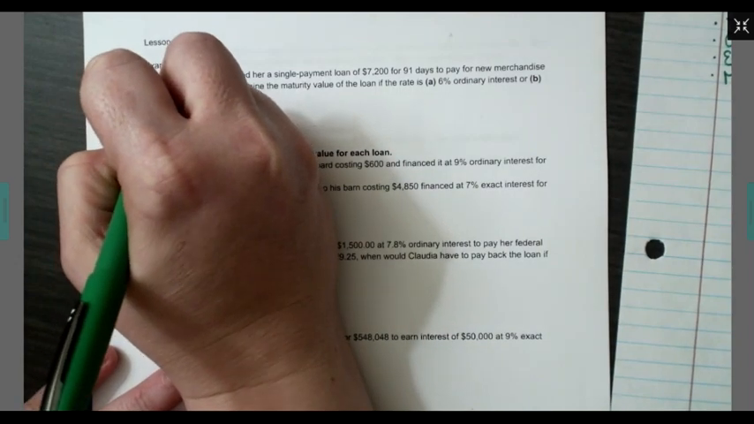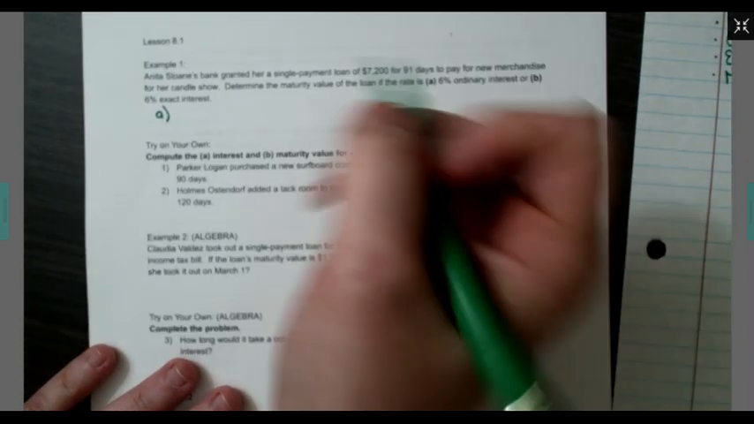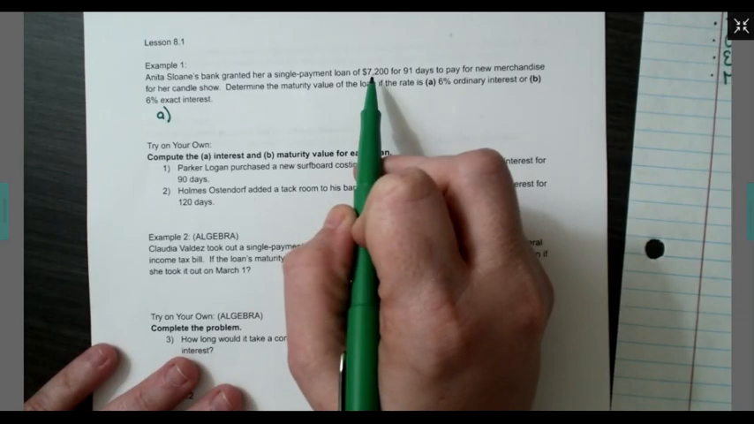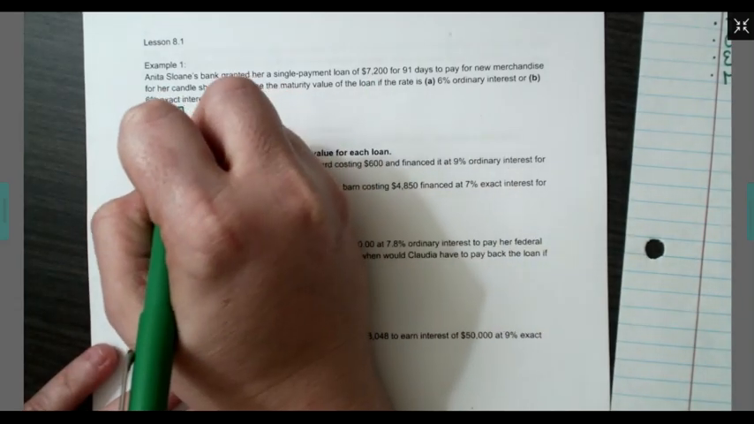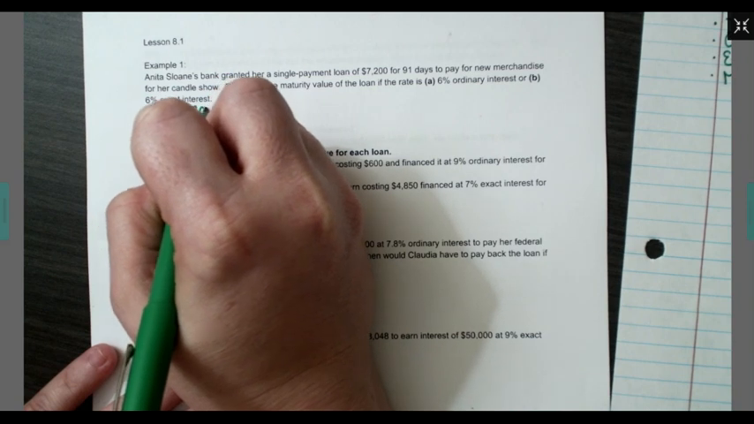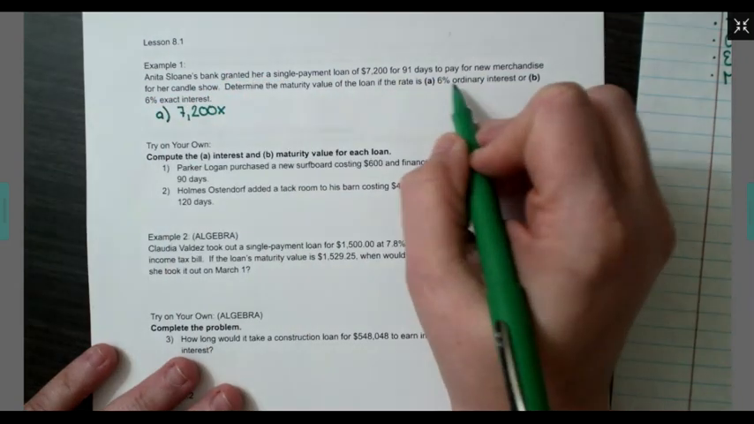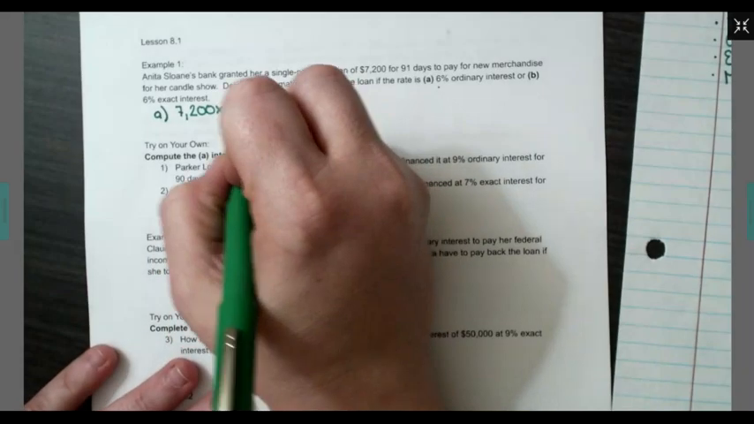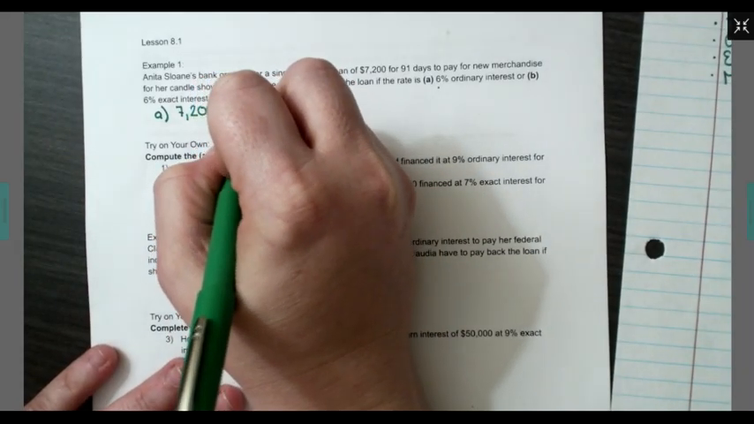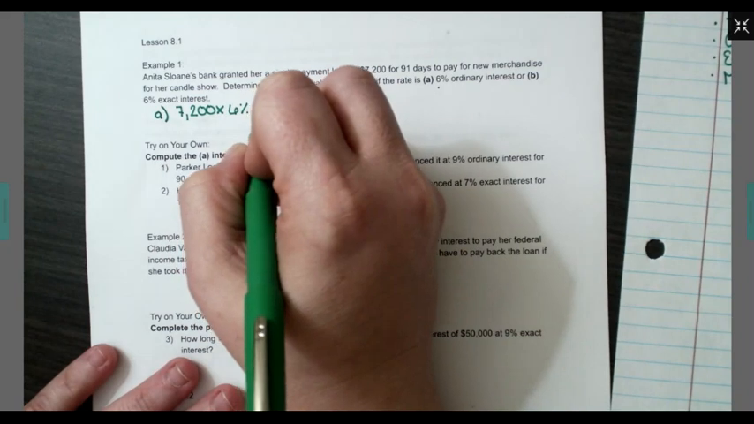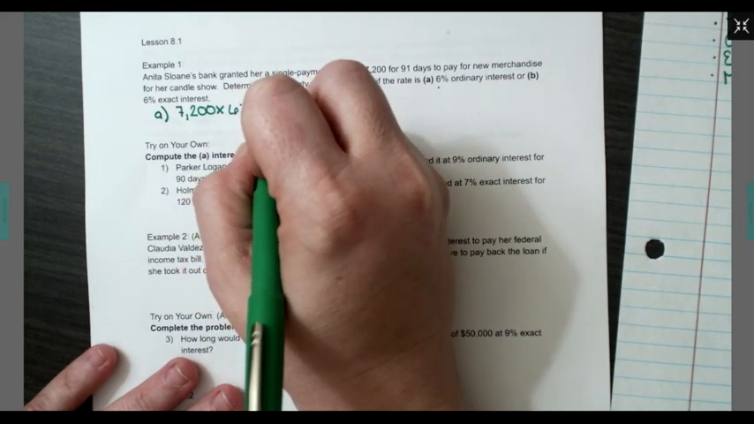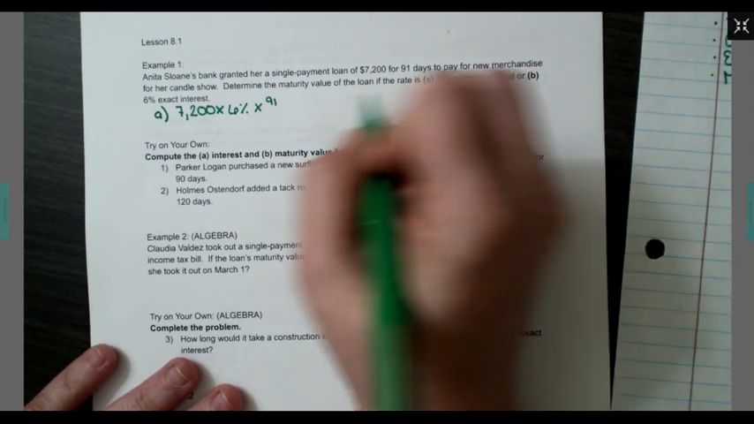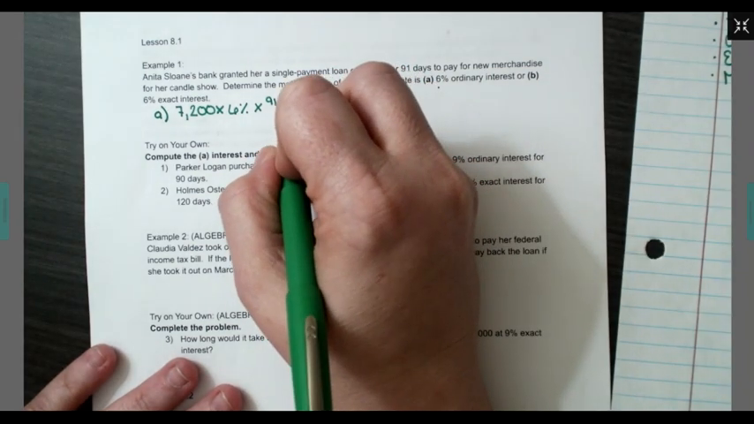So we're going to start with A. Our principal was the amount of the loan. That was $7,200. We're going to multiply that by our 6% interest. And we are doing this for 91 days. And since the first one is ordinary, we're going to divide by 360.